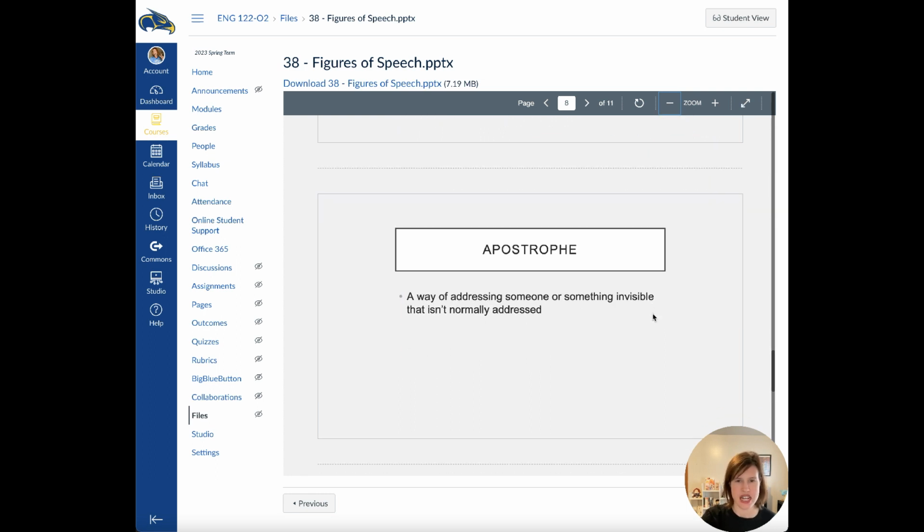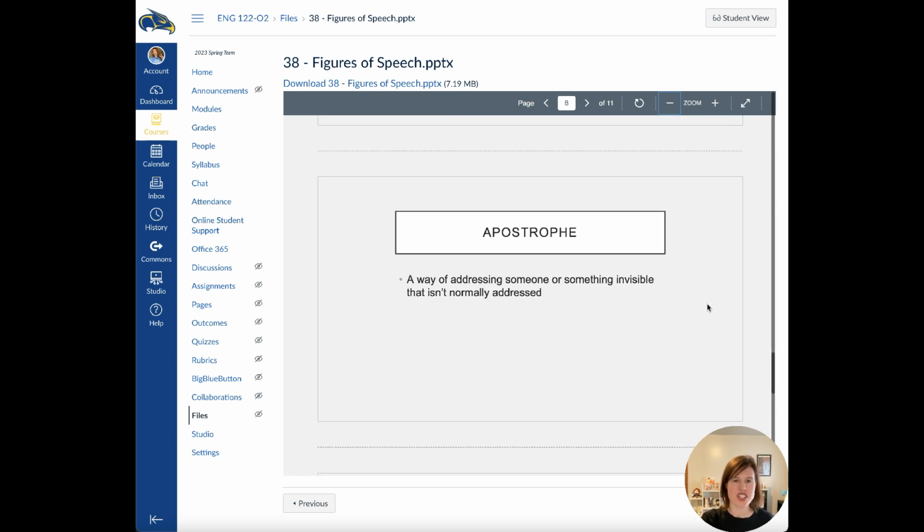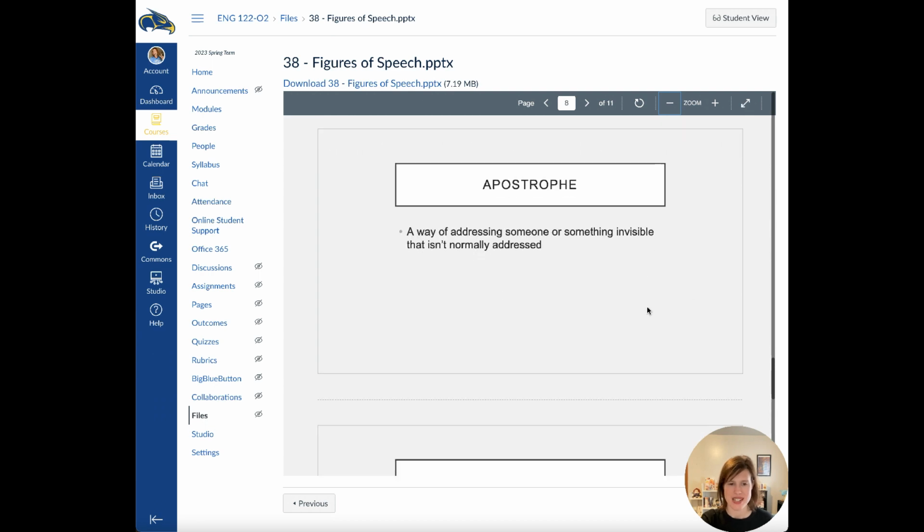Then you have apostrophe, meaning a way of addressing someone or something that is invisible, that isn't normally addressed. Now, you may see "apostrophe" and think, oh, that's the little curvy dash thing in between a word and S showing possession. This is a little bit different, but it means that something is there that is not normally addressed. So if I say "Sandra's something," it means that Sandra possesses something. The word "possess" isn't there, but it is implied in that little symbol of an apostrophe. That's kind of how apostrophe works in this sense. It's addressing something that you can't normally see.